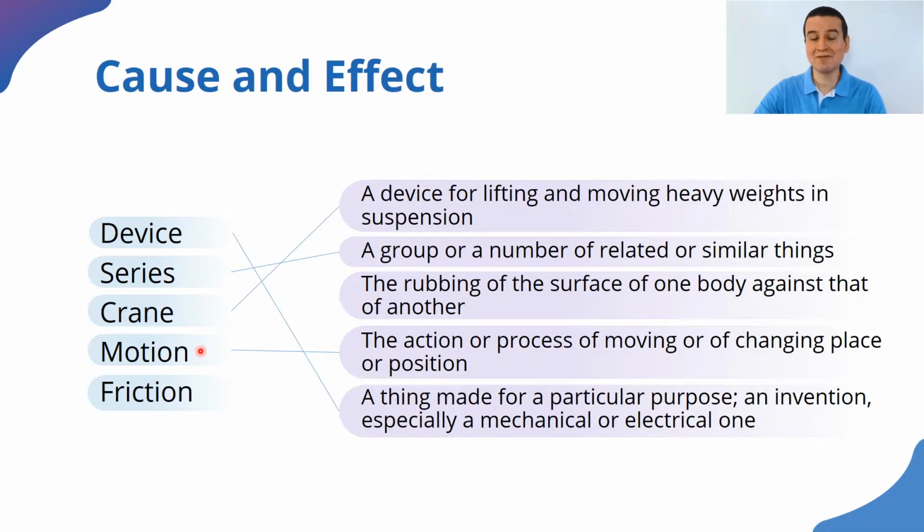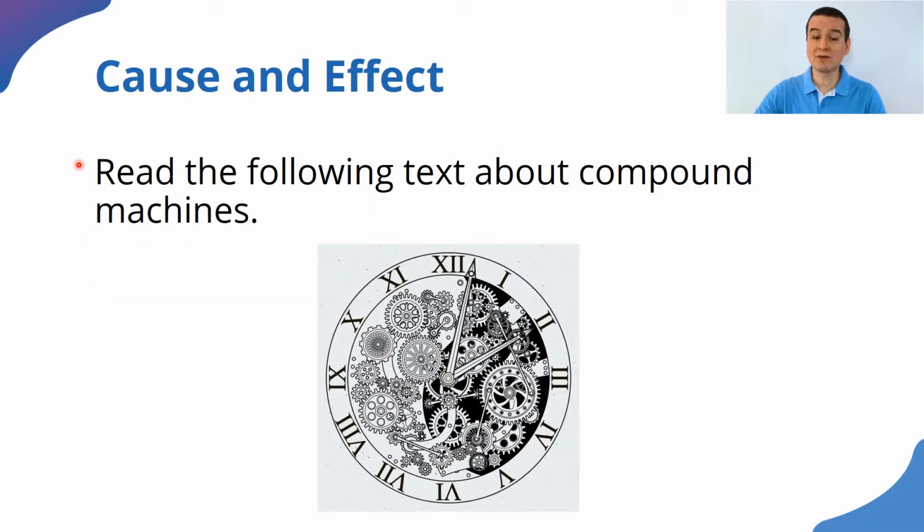All right? And finally, the easiest one, friction is the rubbing of the surface of one body against that surface of another. That is rubbing. That is friction. All right, this is the action of rubbing, and that is friction. Thank you very much for having thought about the answers to these vocabulary words and their definitions. And now we are ready to read the following text about compound machines.